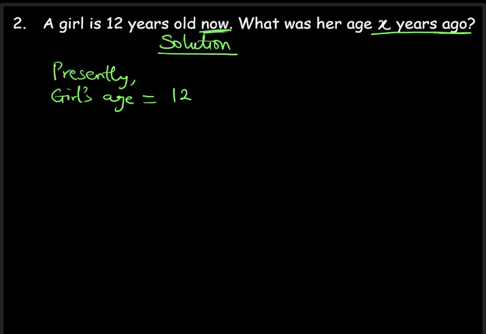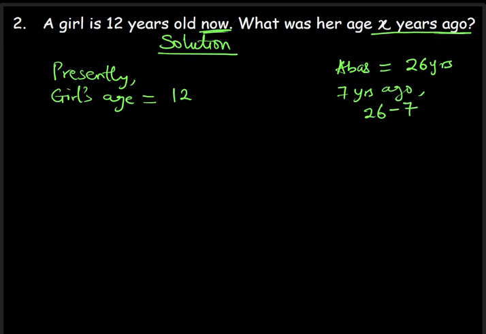Now, let's pick an example. If I, teacher Abbas, am let's say 26 years old presently, what would be my age 7 years ago? So 7 years ago, I believe my age would be 26 minus 7. So that's how you get the age.